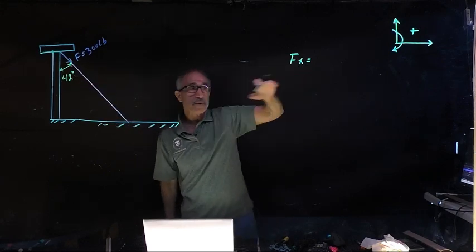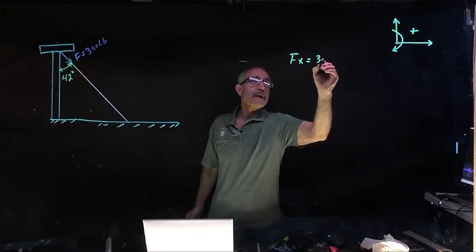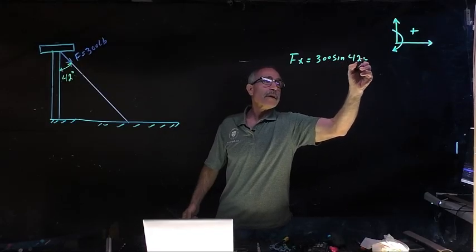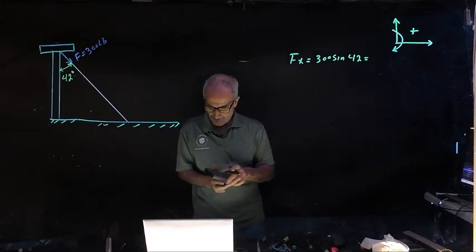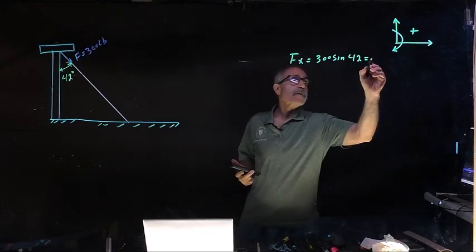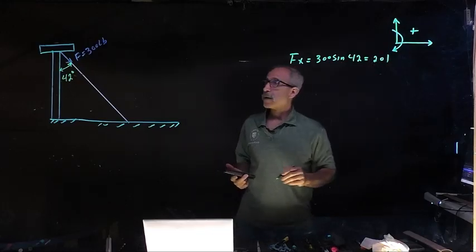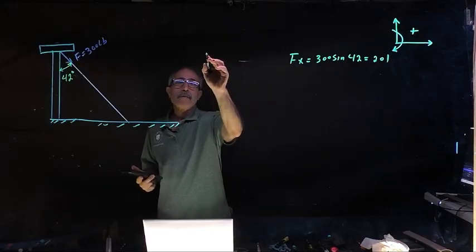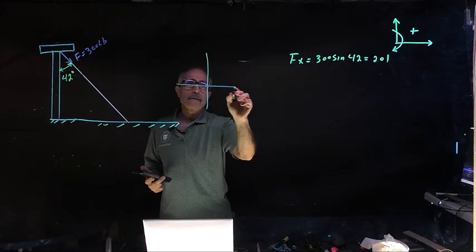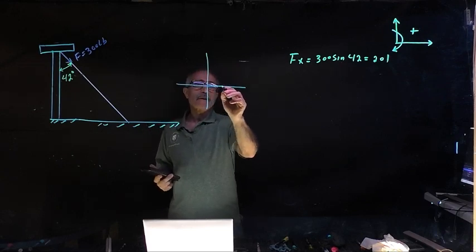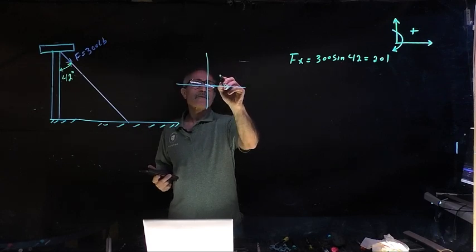Again, it's going this way, it's positive. So it's 300 sine 42, and that is equal to 201. Okay, so it's 201. If I had to make a corner right here, that's going to be basically right here, 201.